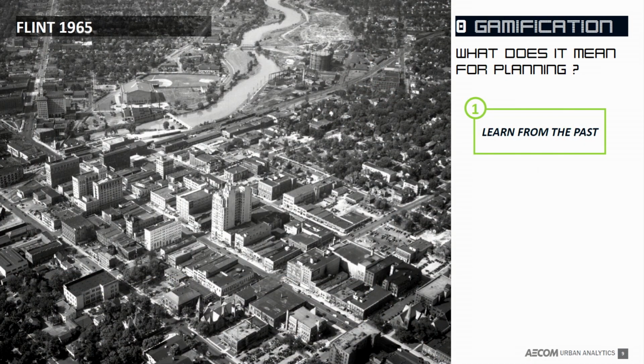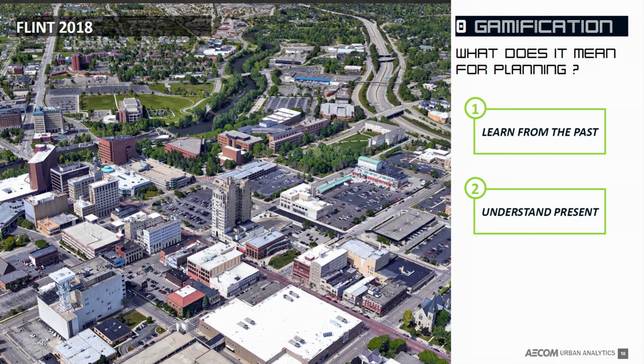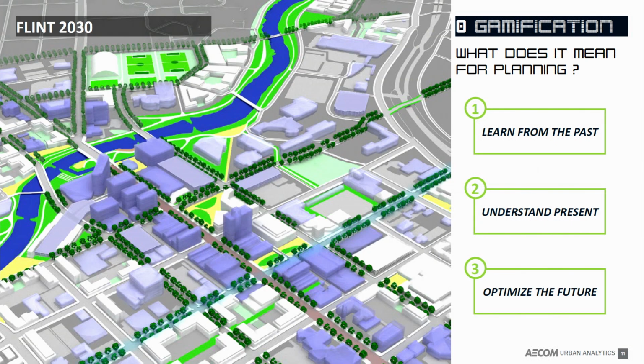As urban designers and planners, we are wired to learn from the past. This is Flint in 1965. Notice all the density in the core downtown area right here, and the developments along the street. And we want to understand the present. Notice how all of that has given way to big parking lots, and how there is a new highway that cuts across communities and causes social disparities. And we want to understand all this in context and create theoretical models that can help us optimize the future.